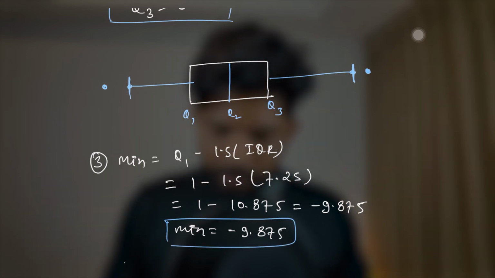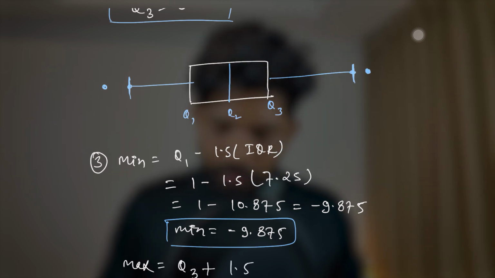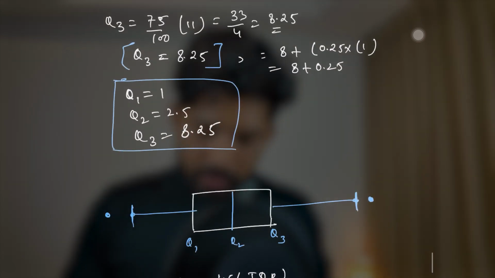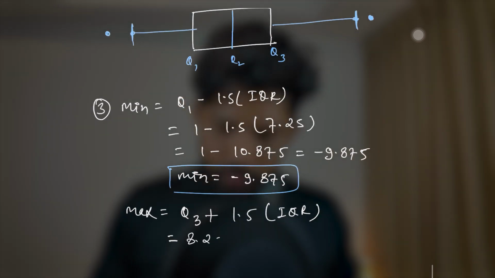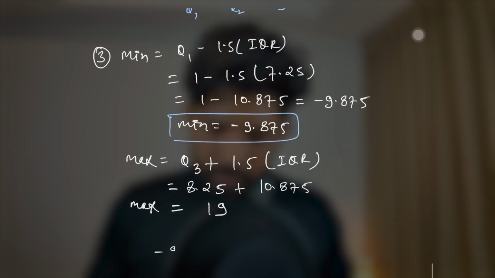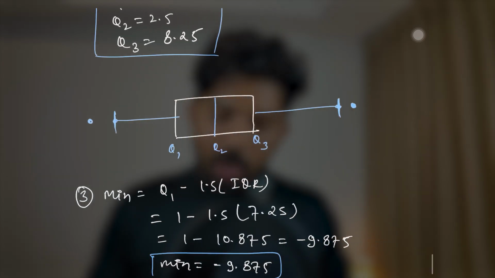The last is maximum, right? The maximum is Q3 plus 1.5 IQR, right? Which is Q3, we know that it is 8.25. So 8.25 plus 1.5 multiplied by IQR is 10.875. We will get the value as, so maximum is 19. So we can say minimum is from negative 9.875 to maximum is 19. So this is a range, right? But we know that our numbers are minus 40 to 50. So now how can we draw that?